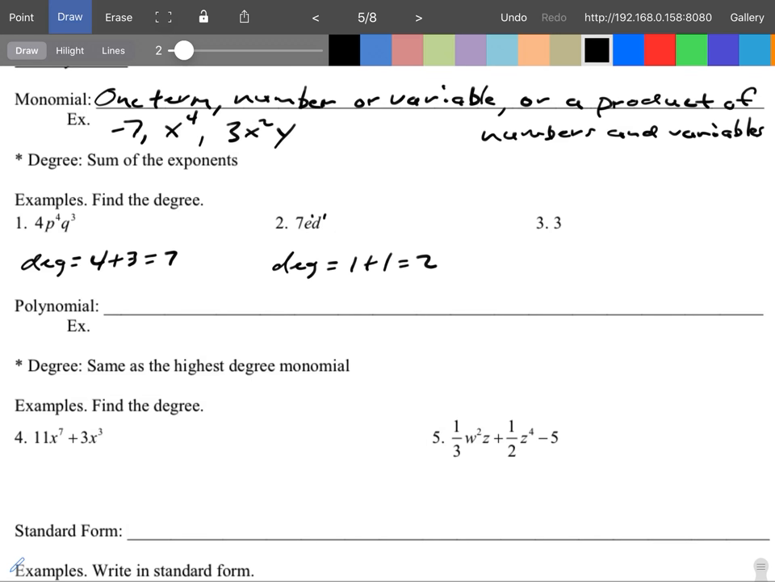And then on number 3, well, that's just a number, right? They call that just a constant when it's just a number. But that's really 3 times x to the 0 power. Well, what's x to the 0 power? What's any number to the 0 power? 1.